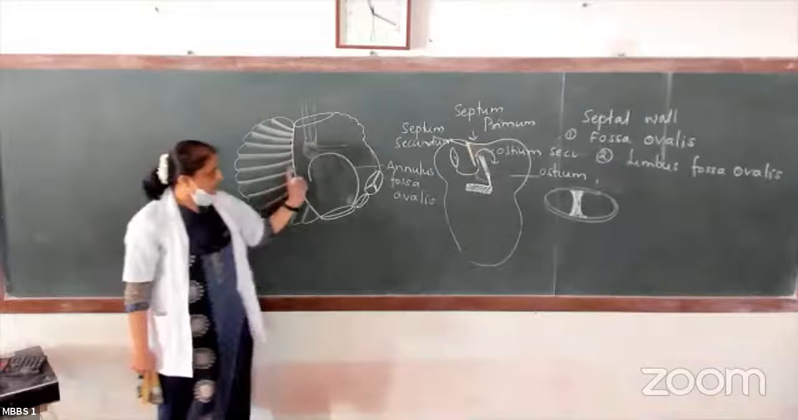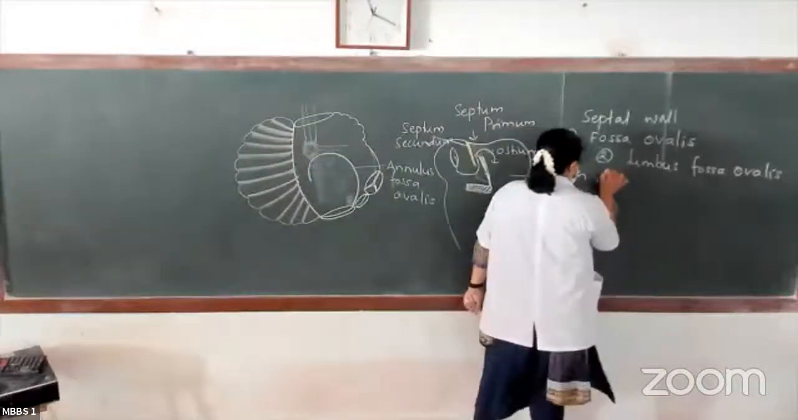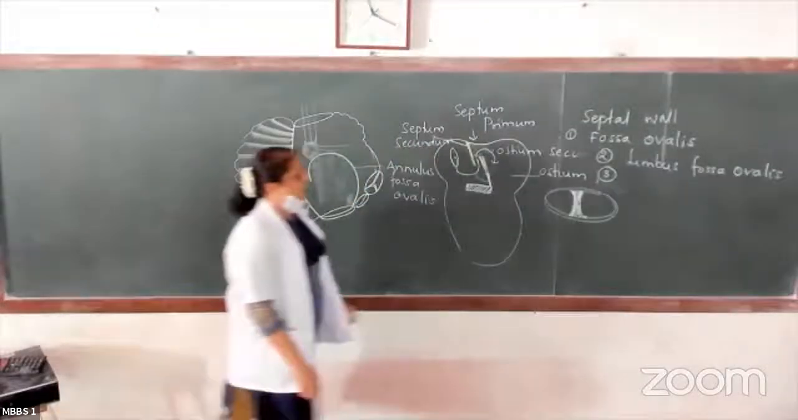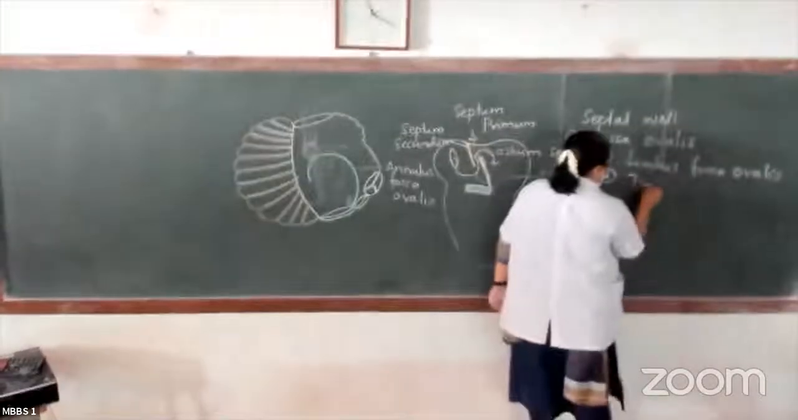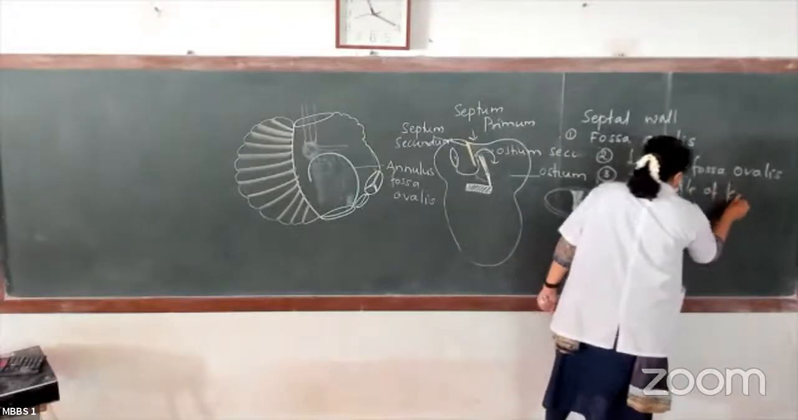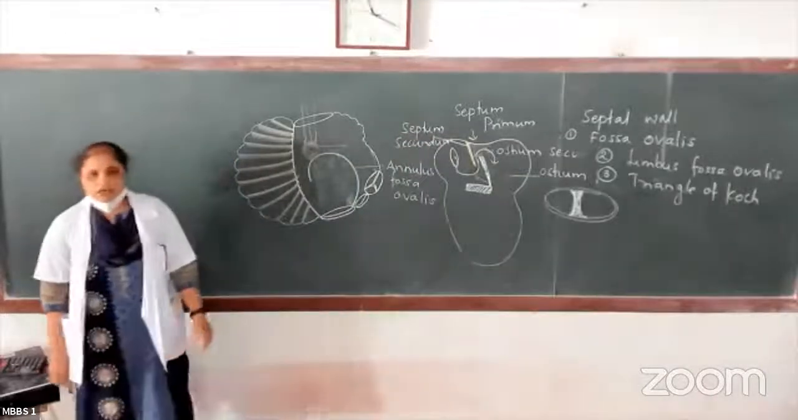Okay, those are the two things we have seen here in the septal wall. The third part we can say in the septal wall is called the triangle of Koch. The third feature in the septal wall is called the triangle of Koch. Now, what is this triangle of Koch?